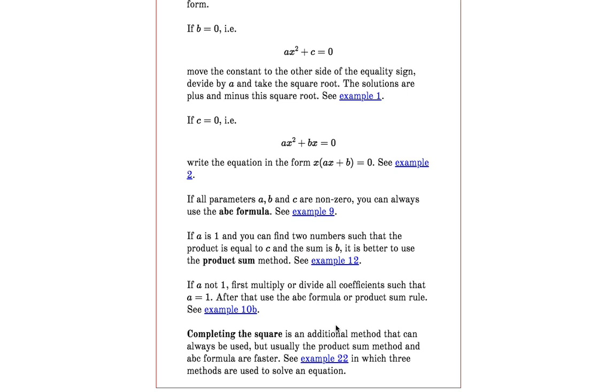Completing the square is an additional method, so you don't really have to know it, because you can always use the ABC formula or use the product sum rule. I worked at NASA, and I did well there, so I guess you don't have to know completing the square. Okay, it's nice if you know it, but you actually don't really need it. But it's a method, so I discussed it.